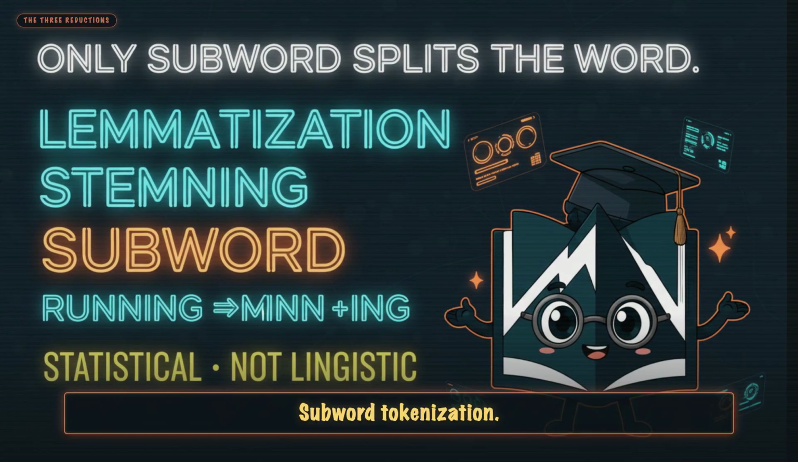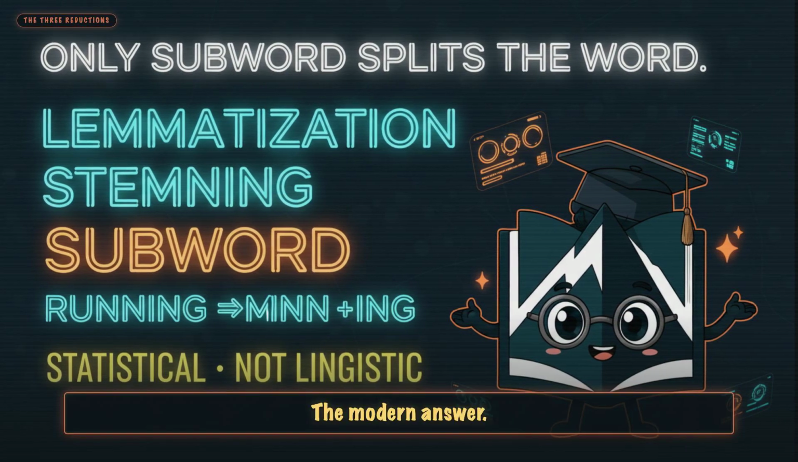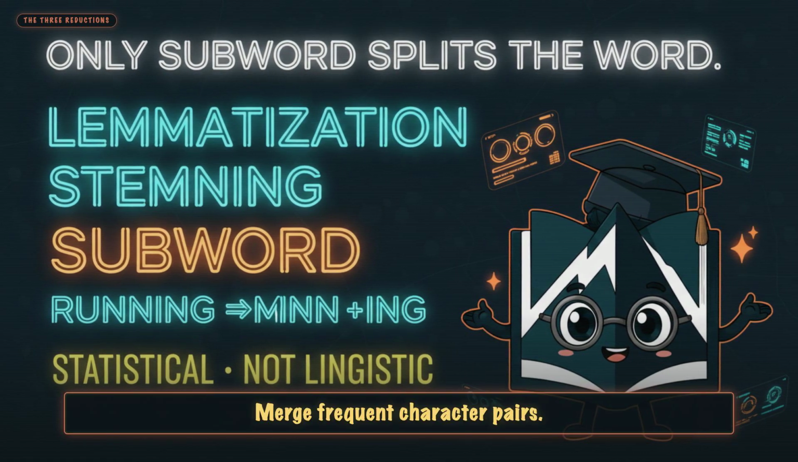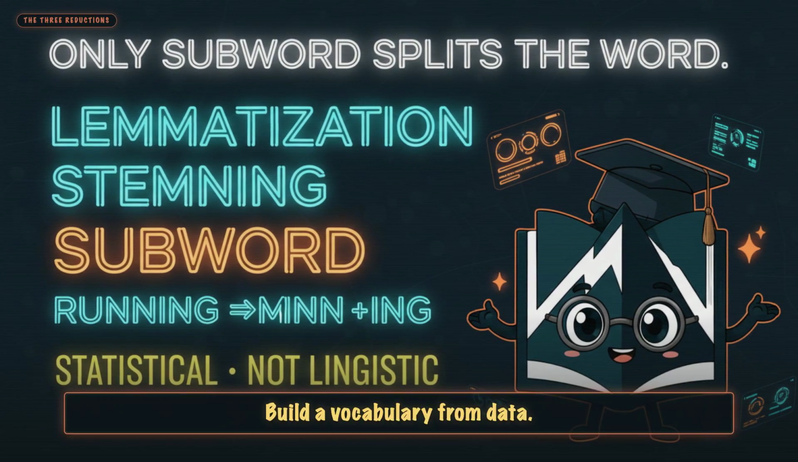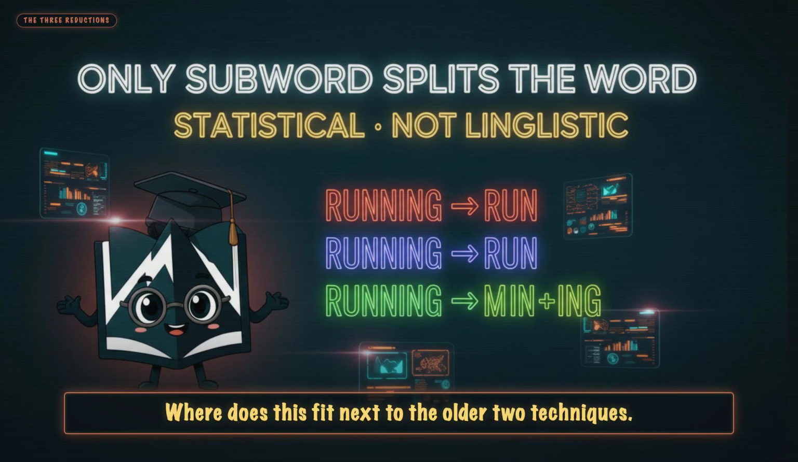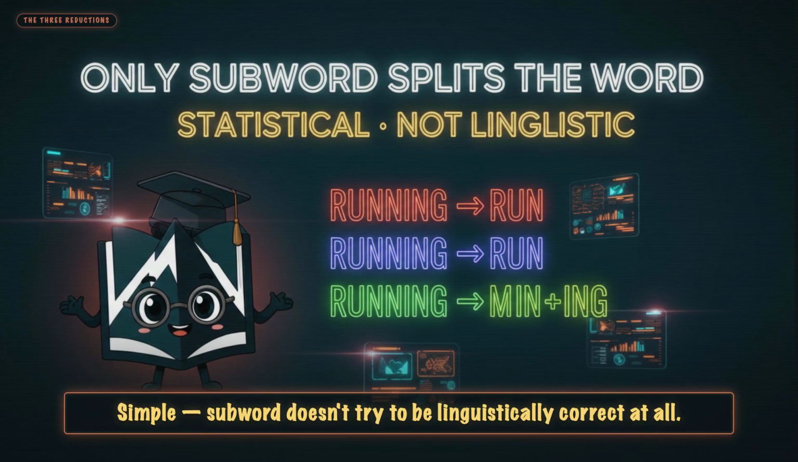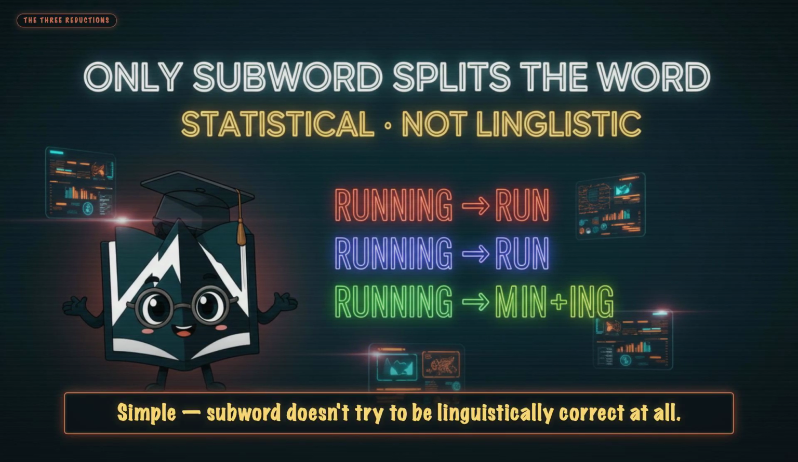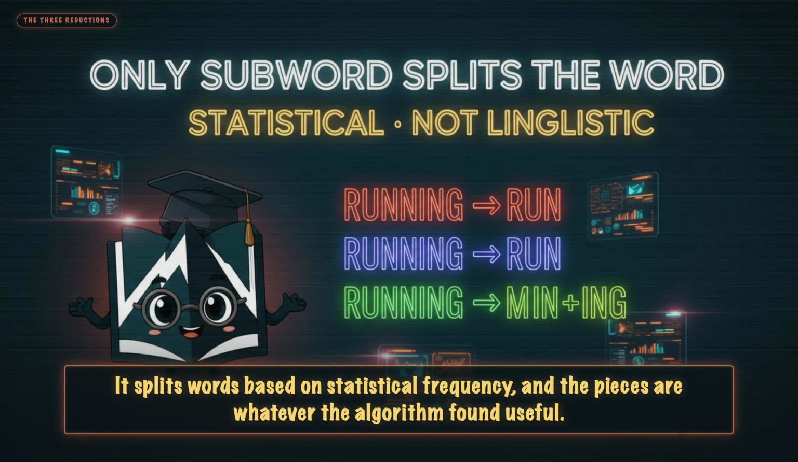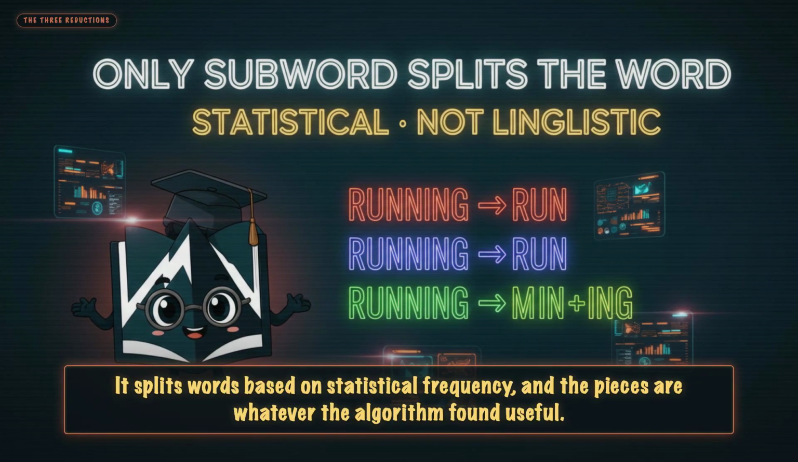Beat 3. Subword tokenization, the modern answer. We covered BPE 2 videos ago. Merge frequent character pairs. Build a vocabulary from data. Where does this fit next to the older 2 techniques? Simple. Subword doesn't try to be linguistically correct at all. It splits words based on statistical frequency, and the pieces are whatever the algorithm found useful.